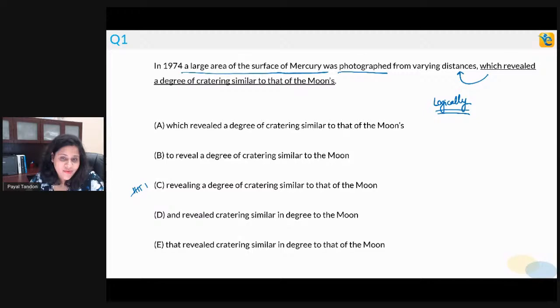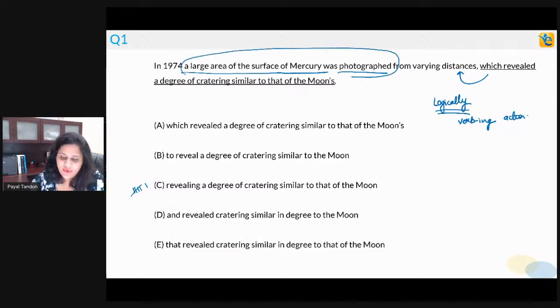A verb-ing modifier should be utilized. Logically, you know that it was the act of photography that revealed this thing, which means that you need to utilize a verb-ing modifier to modify this action. What is this action? This action is that this thing was photographed. Now choice A is wrong, as you could figure out.